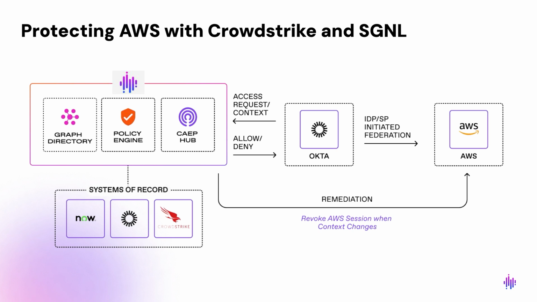With Signal, they're able to grant dynamic access to AWS by validating that access using data from systems of record like Okta and ServiceNow to determine if the right user is requesting access at the right time. Furthermore, when CrowdStrike detects a risky event, Signal automatically revokes the affected user's access to sensitive applications like AWS, helping organizations achieve zero standing privilege.